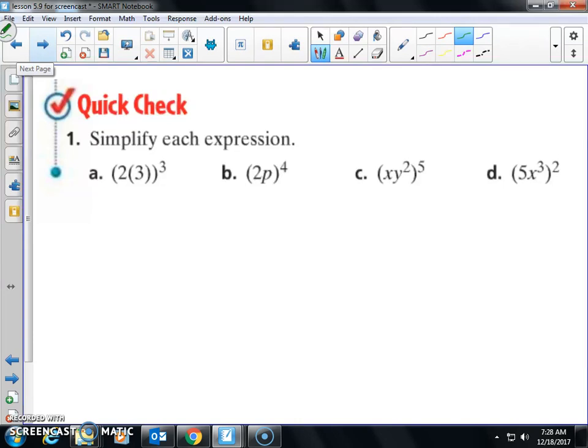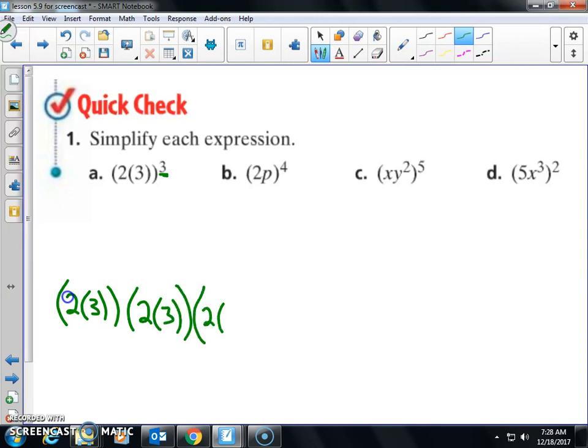Kind of the maybe slower way is to say, well, I have 2 times 3. And it says I need 3 of them up here. So I have to write this 3 times. Well, to do the work now, 2 times 3 is 6. Here's another 6. Here's another 6. 36 times 6 is 216.